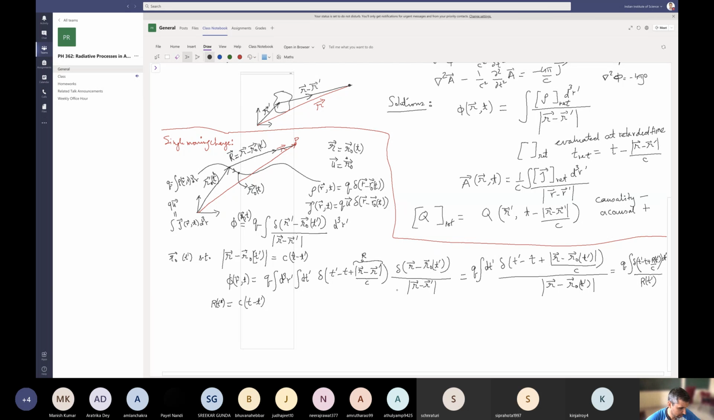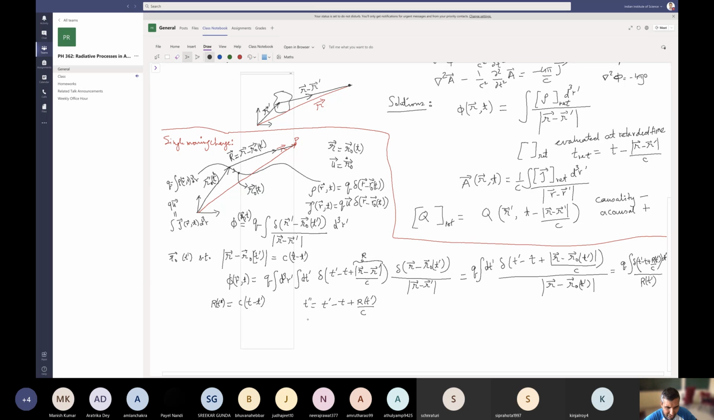Okay, and we can actually do one more change of variable so that this delta function becomes a little easier to handle. So we set this argument of the delta function as my new variable t double prime. So t double prime equals t prime minus t plus R(t prime) by c. Okay. So in the end, this should be a function of position and time. The position dependence is in capital R, and this t prime is integrated over, so the time dependence is here.